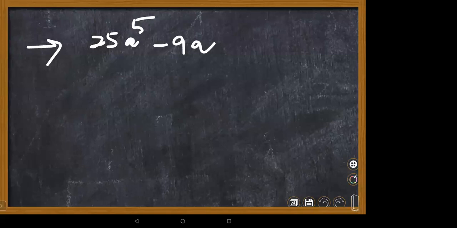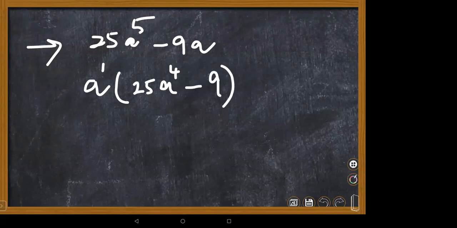Ma'am, 5a whole power 6. How will you get whole power? No, not 6. Come on, think and give, children. What should I do here? First step, something. A common, ma'am. Very good. A is common. So 25a to the power, 5 means 1 I am taking outside, so then here 4, minus here 9. Very good.